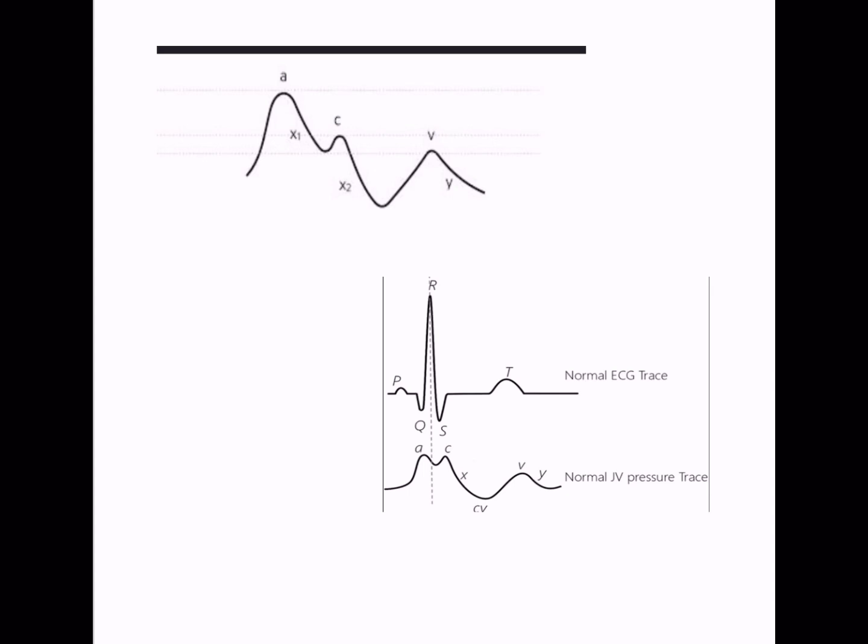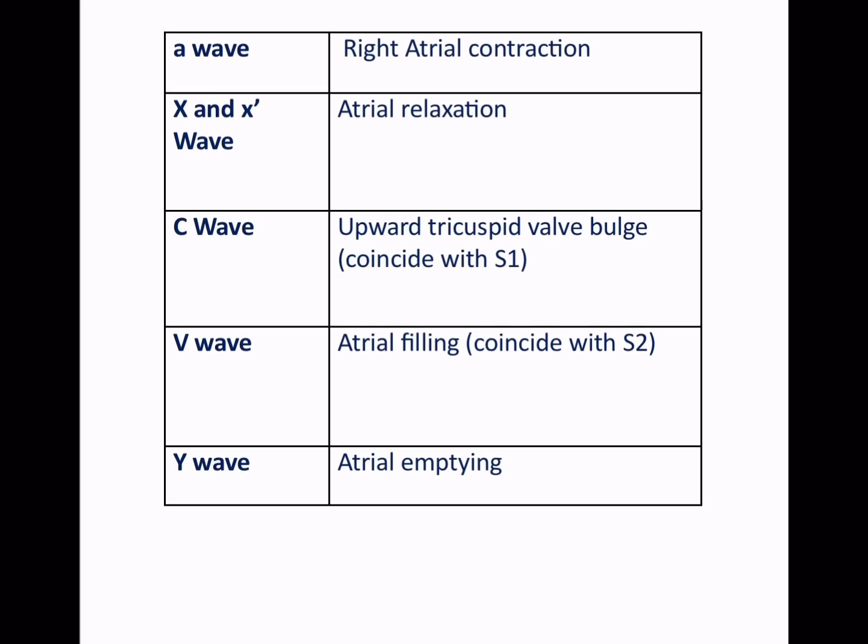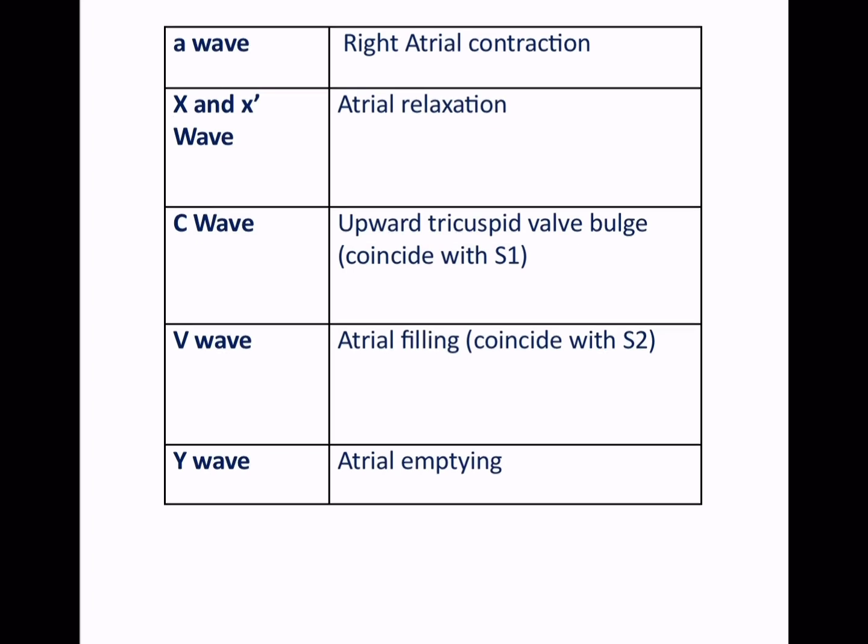So coming on to the waves: A, C, V waves are positive waves; X1, X2, Y waves are negative waves. Coming on to what they represent: A wave, right atrial contraction; X1, X2, right atrial relaxation; C wave, the upward tricuspid valve bulge, which coincides with S1; V wave, atrial filling, which coincides with S2; Y wave, atrial emptying. As you know, atrial emptying means ventricular filling, which occurs 70% by the passive process and 30% by the active.